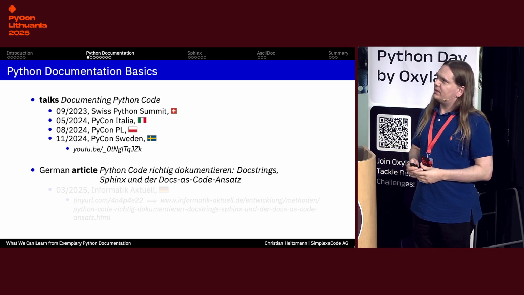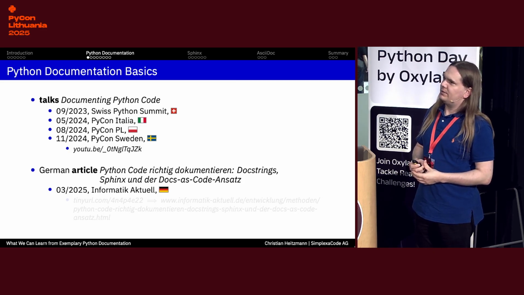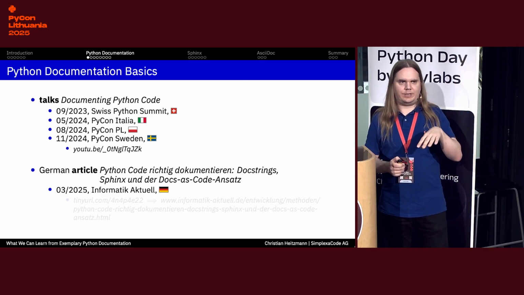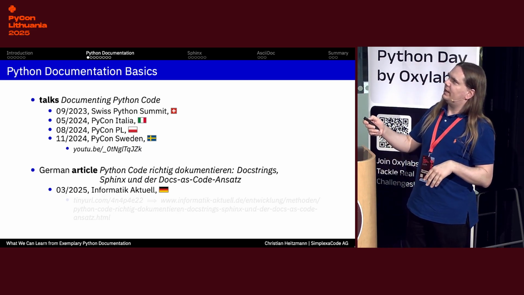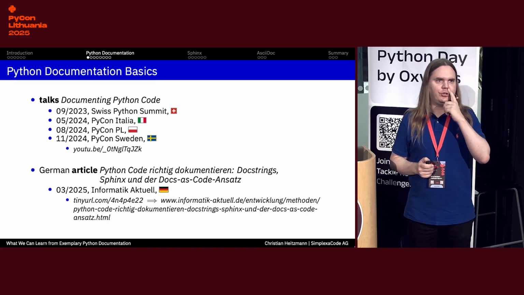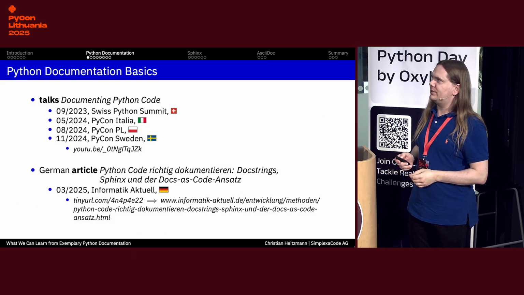Just last month, a German article was published on the website of Informatik Aktuell, called Python Code richtig dokumentieren. It's about documenting Python code properly, which is more or less a written version of the talks I gave before. You can have a read here. I guess you don't know German, but that's not a problem. It's a very long article, but you can use the translate feature of your browser and at least translate it into English or any other language you are familiar with. Okay, that's what I suggest as an introduction.